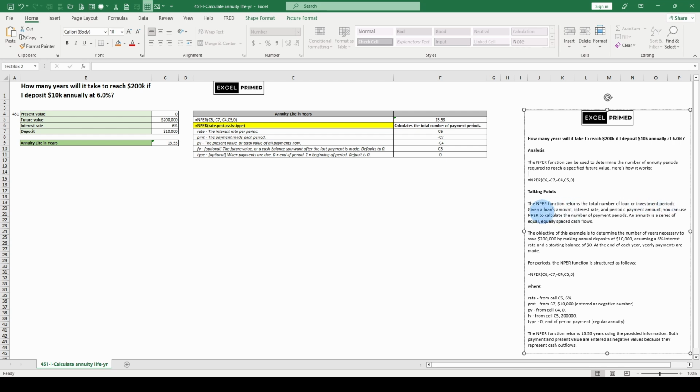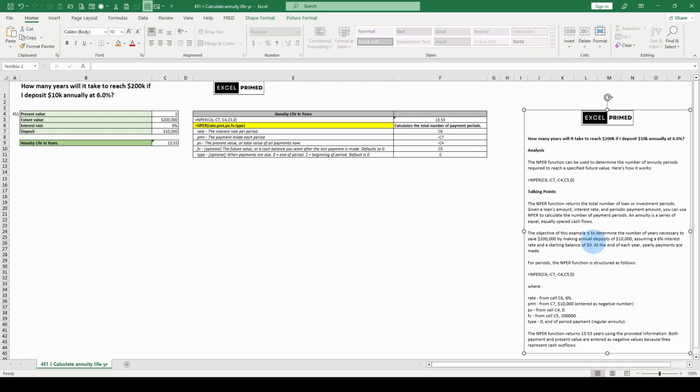Given a loan/deposit amount, interest rate, and periodic payments, you can use number of periods to calculate the number of payment periods. I guess number of periods or the earning timeline or the annuity life in years. An annuity is a series of equally spaced cash flows. The cash flows are your 10 grand going forward.